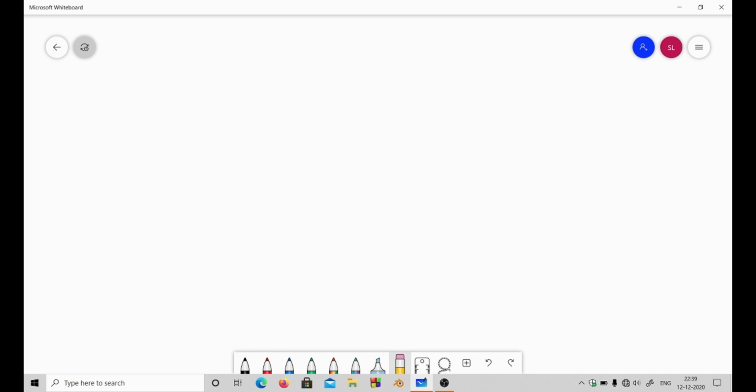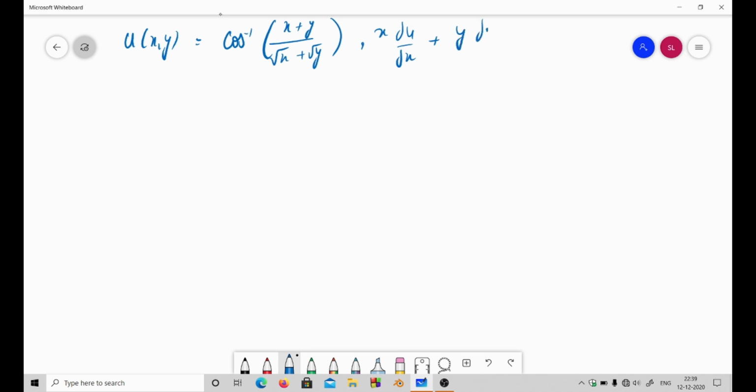Our example is, you are given a function u of two variables, u equals cos inverse of x plus y by root x plus root y. Then we have to find x del u by del x plus y del u by del y. What will be its value? Now to apply Euler's theorem, first we have to check whether it is a homogeneous function or not. Then we will move further.